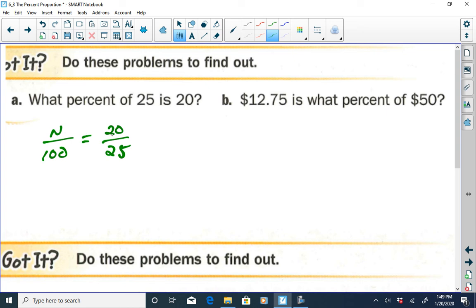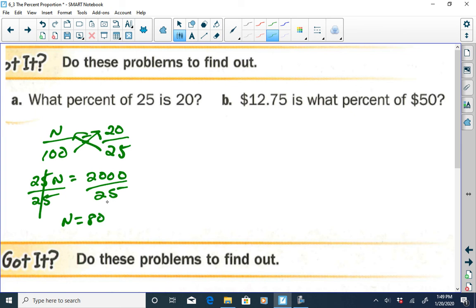So the percent ratio is equal to the part divided by the whole. Once we have it written, we use our cross products property. 25 times n is 25n. 20 times 100, that's going to be 2,000. And when we divide 2,000 by 25, we wind up with 80. Right, divide both sides, n is equal to 80. So we're saying what percent of 25 is 20? 20 over 25 is the same as 80 out of 100, or 80%. All right, let's look at our next example.